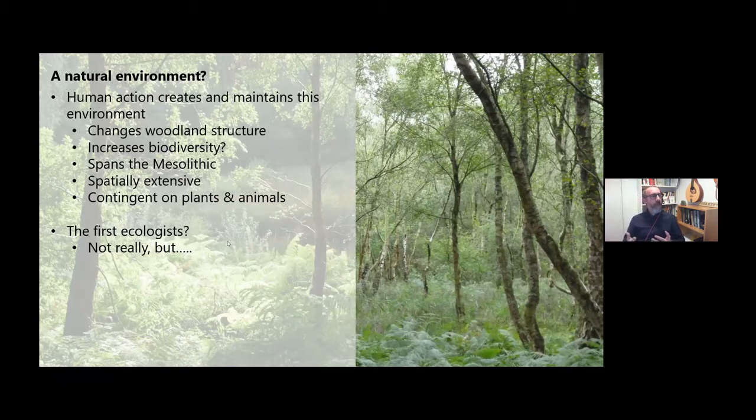Potentially, we're seeing human action creating increases in biodiversity at certain sites, certainly in terms of species composition. And this is spanning the Mesolithic. So we've only really talked about the first 1,000 years of the Mesolithic, but occupation continues within this landscape throughout the period. And these changes will also have been spatially extensive as well. Even though we've only got a handful of sites with this evidence on them, other sites in the landscape are also being modified through indirect forms of human action, as I've discussed.